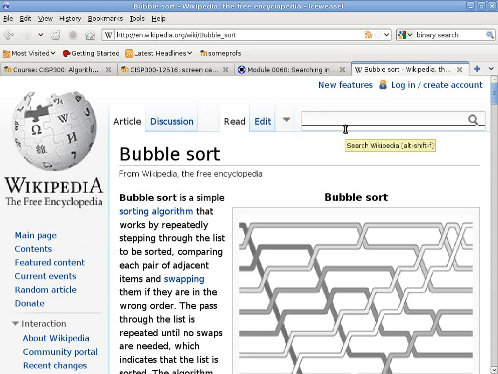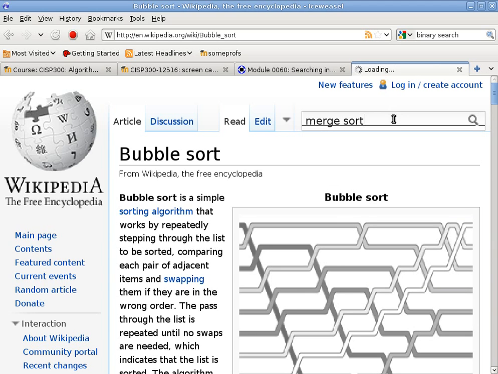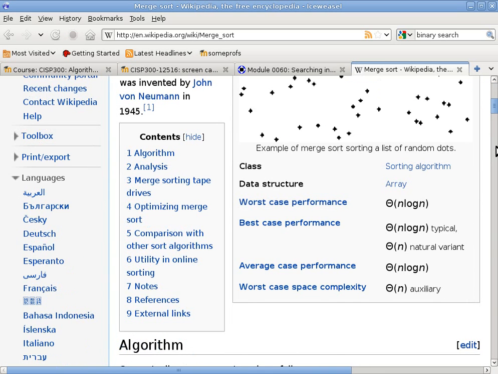Next, we want to look up another sorting algorithm. Let's say we want to look up merge sort. So we look up merge sort, and it has a very interesting animation. This time it doesn't use the big O notation, but it's close enough. Average case performance is big O of n log n, n times log n.